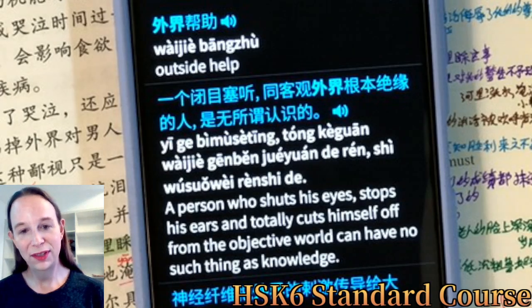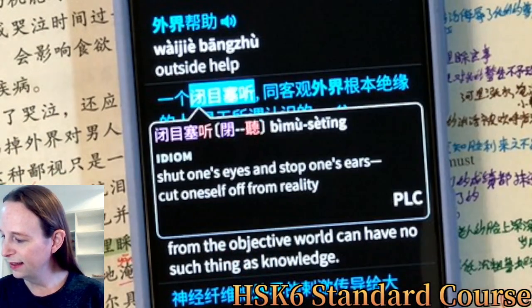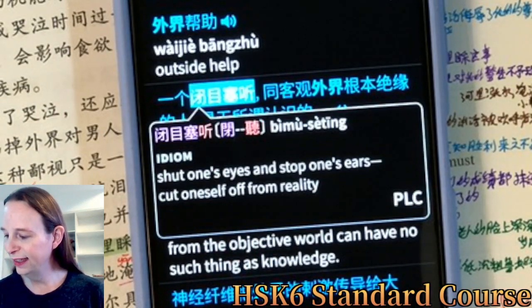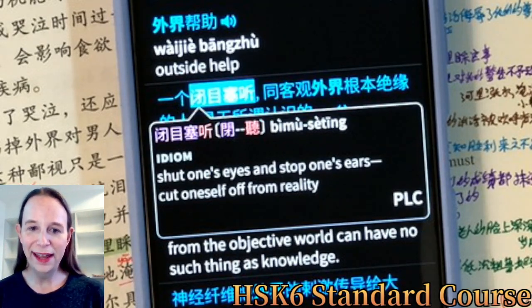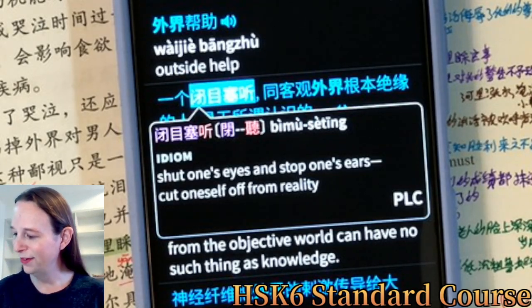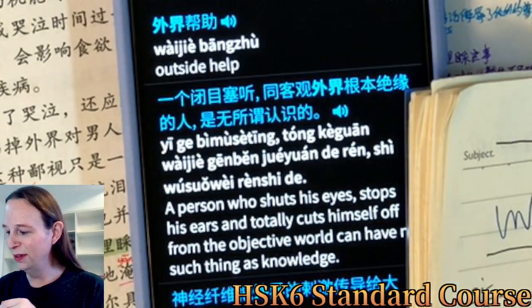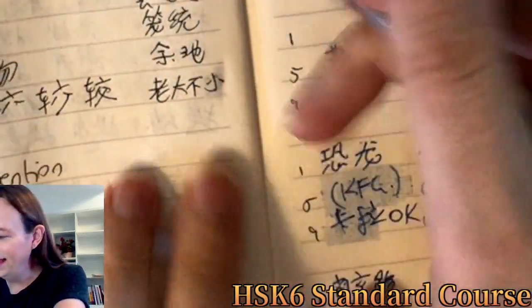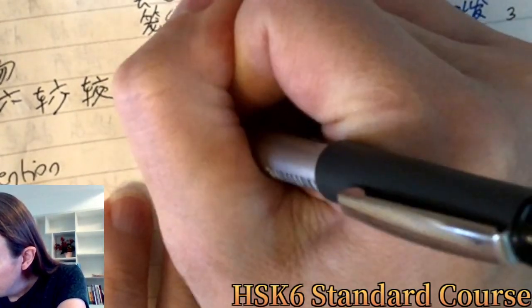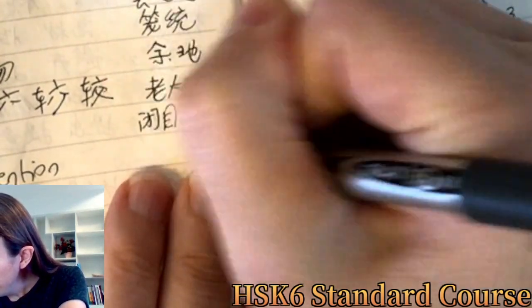闭目塞听, right? 闭目塞听. 塞听. Okay, so shut your eyes and clog your ears. Cut oneself off from reality. All right, I kind of like this one. Actually, I'm going to jot it down. 闭目塞听. I just put in my notes words that I think maybe I'll use one day.